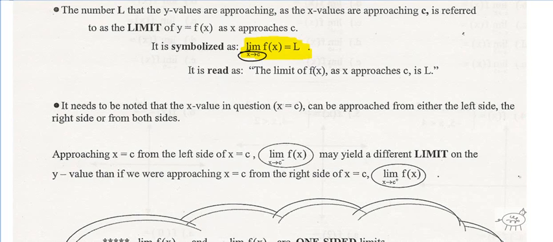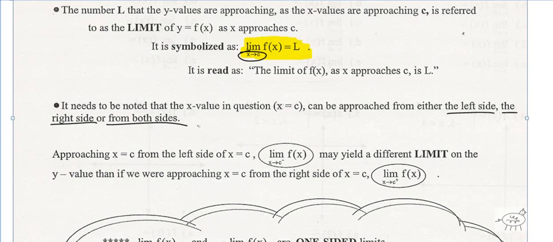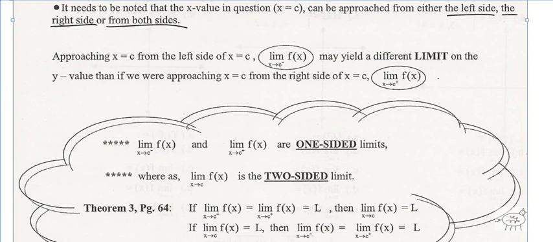It says next here, it needs to be noted that the x value in question, x equals c, can be approached from either the left side or the right side or from both sides. This is actually super important. Approaching x equals c from the left side, this is how you write that. I'm going to highlight this guy here. See that little negative sign there? x approaches c from the negative side. That means it's coming from the left, which makes sense. More negative, think of a number line coming from the left. That's what that means, approaching from the left side.